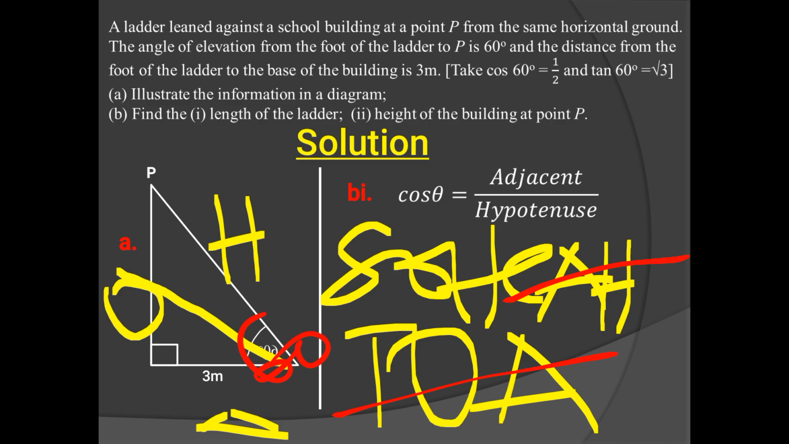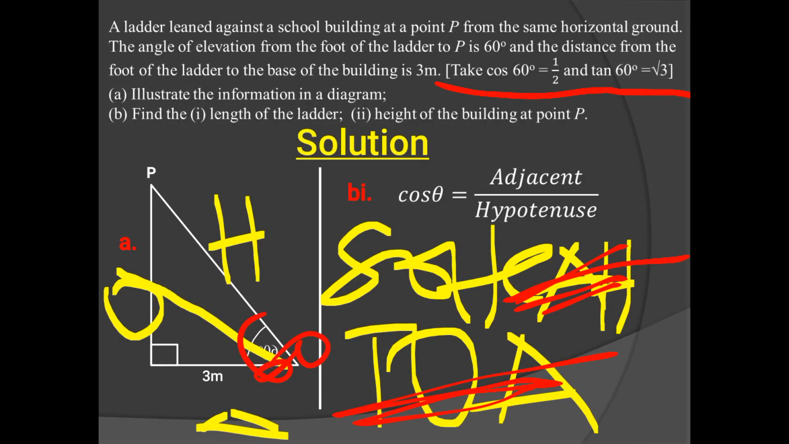Any of them. That is why, look here. It says take cos 60 to be 1/2. So if you are using cos theta, you are going to use that one, and tan theta to be √3. So if I am going to use tan, that is it. But unfortunately, in this very one, the tan will not work. Although we have opposite and adjacent, the tan will not work. But the cos, adjacent and then hypotenuse, will work.